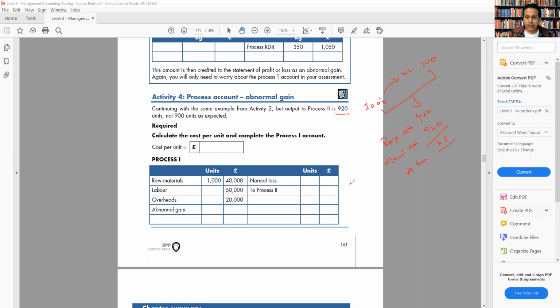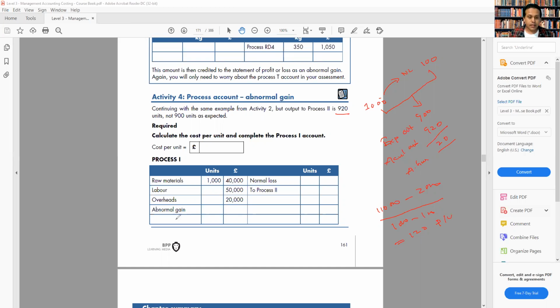So let's have a look. How can we sort it out? We need to calculate the cost. How much will be the cost per unit? We'll have the same formula. We have the total cost 110,000 and the scrap value 2000. On the bottom we have 1000 and 100. That will be still 120 per unit. So that will be still the same.